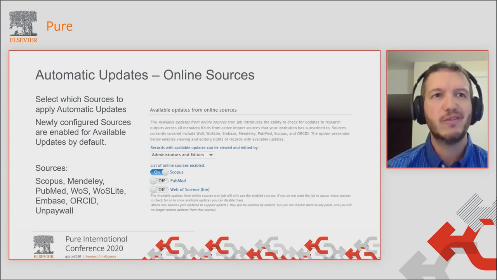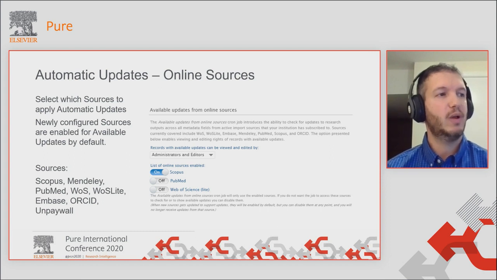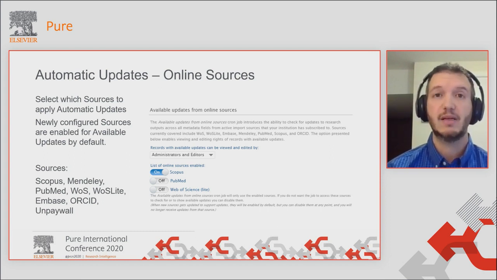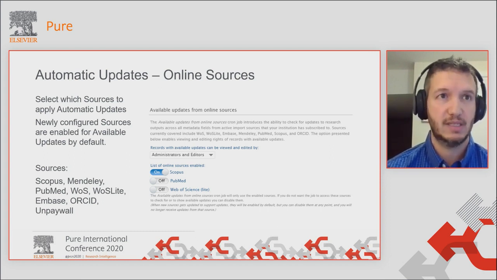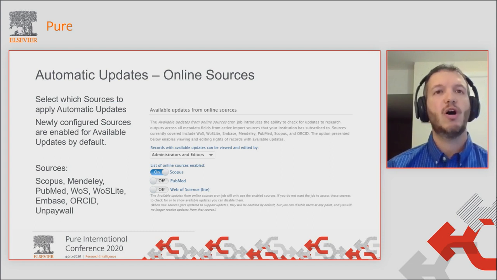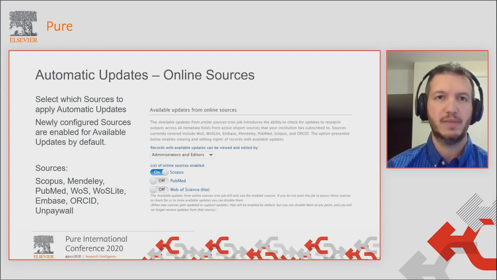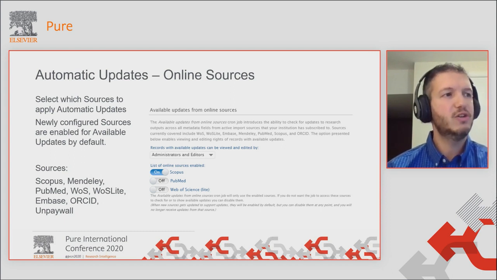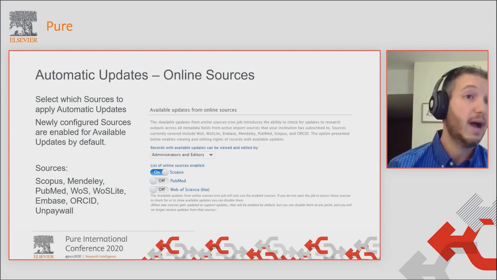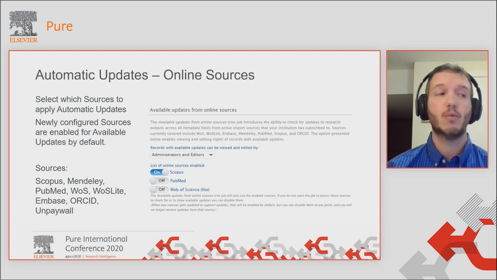Note, if you configure a new source in Pure, as you can see here, we have Scopus, PubMed, and Web of Science. If you were to add Mendeley, for instance, it will automatically be added to this area and turned on for automatic updates. You can use this area to decide, all right, I don't need the updates from all the sources. I just want updates from specific sources.